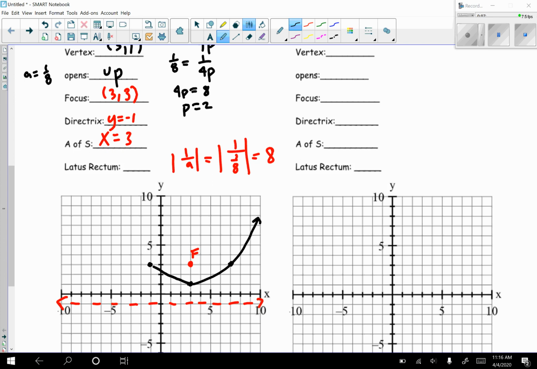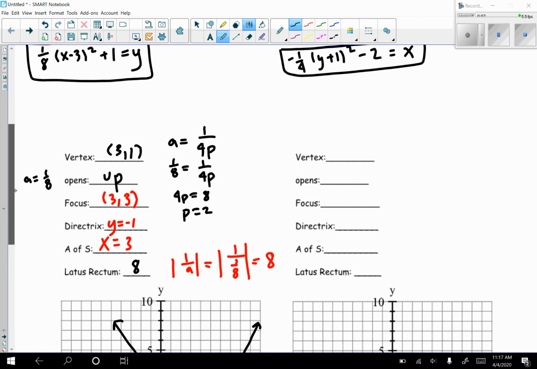Of course, we could always find more, but it's not necessary at this point. And so now we have our equation, we have our graph, and we have all the pieces of information that we need. So let's go ahead and look at the second one.